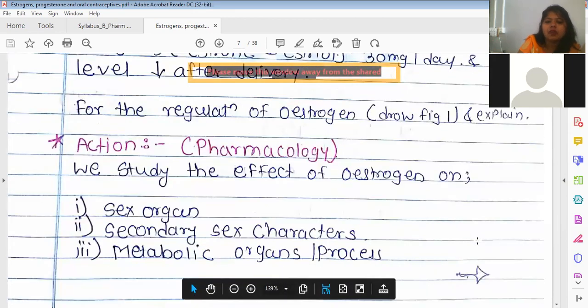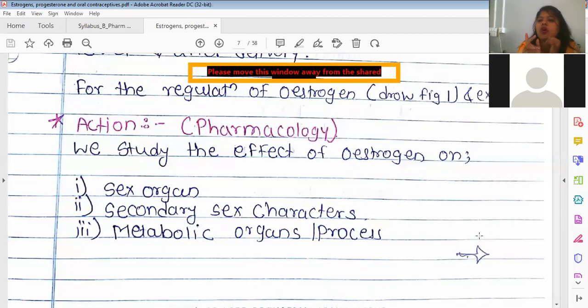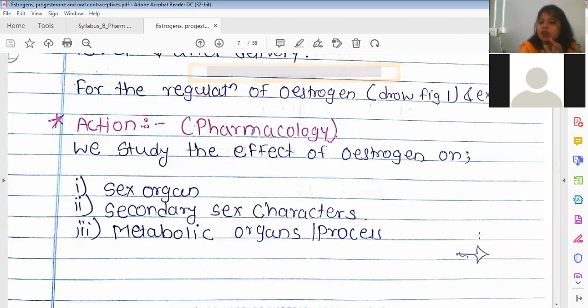Okay, what is the action? मग इस्ट्रोजनची काय ऍक्शन आहे आपल्या बॉडीमध्ये? तर we will study the effect of the estrogen on the sex organs, on the secondary sex characteristics and the metabolic organs. Means estrogen has a variety of roles, पण त्यातल्या त्यात आपल्याला मेजर रोल कुठले इंटरेस्टेड आहेत? फर्स्ट इन द सेक्स ऑर्गन, सेकंड इट इज सेकंडरी सेक्स कॅरेक्टरिस्टिक्स अँड द मेटाबॉलिक ऑर्गन्स.